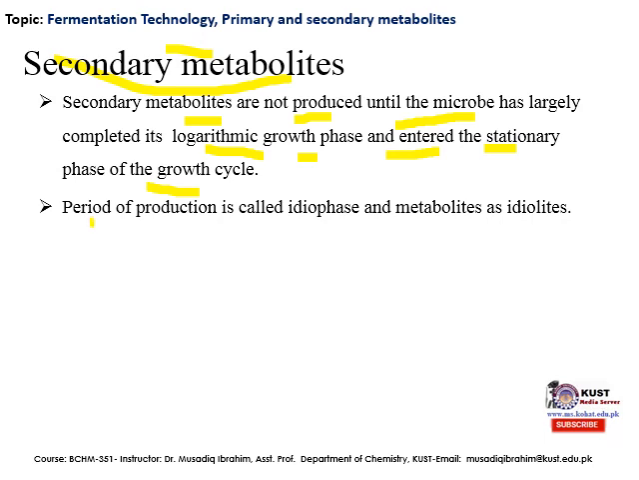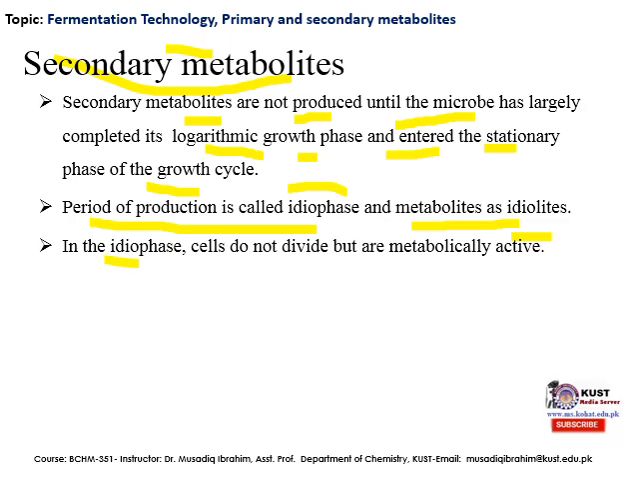Now the period of production is called idiophase, and the metabolites are known as idiolytes. So it means that the secondary metabolites are also known as the idiolytes, and the phase in which they are produced is known as the idiophase.